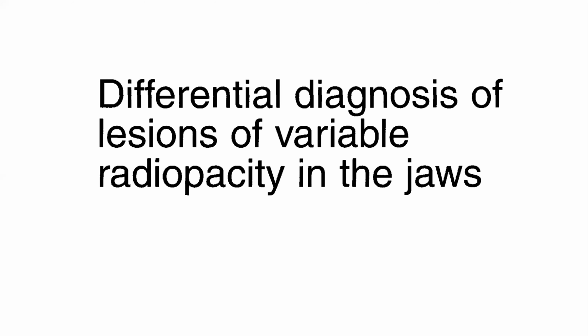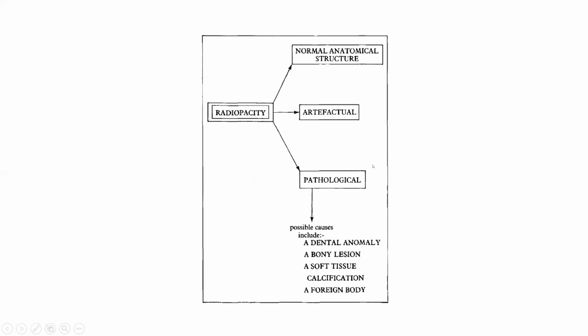Tonight I'll be presenting an article about differential diagnosis of lesions of variable radiopacity in the jaws. To start, we're going to address a step-by-step guide that emphasizes the importance of a methodical approach when producing a differential diagnosis. As a first step, for describing any radiopacity, we will describe a site or anatomical position.